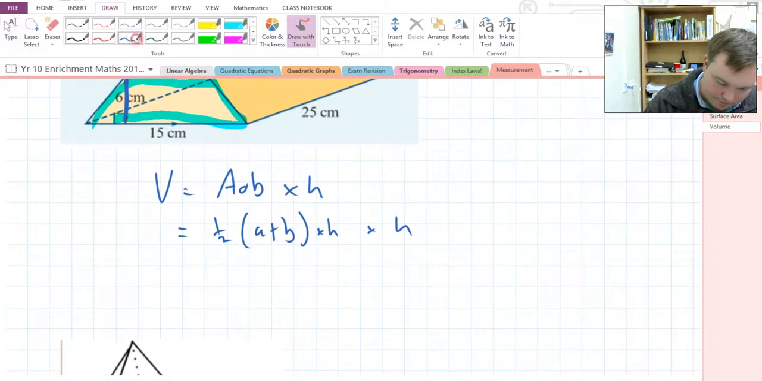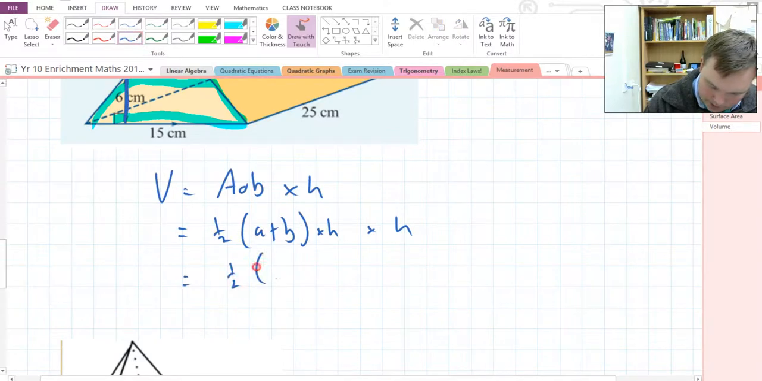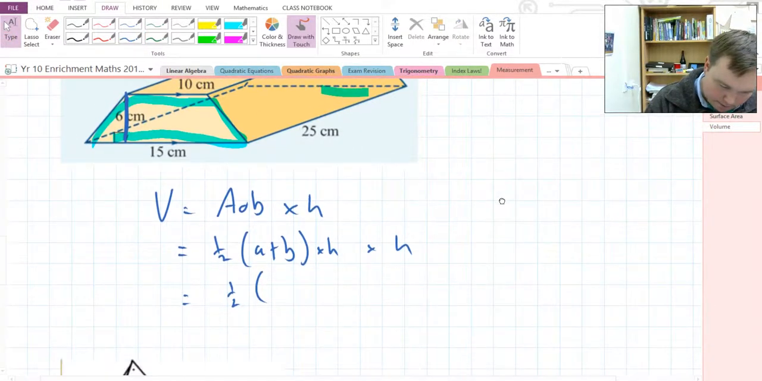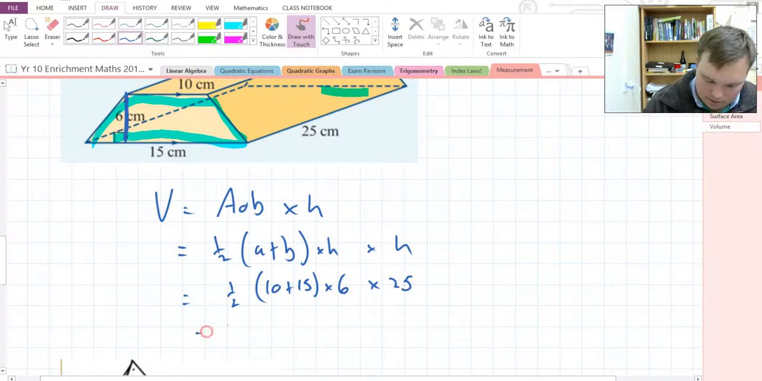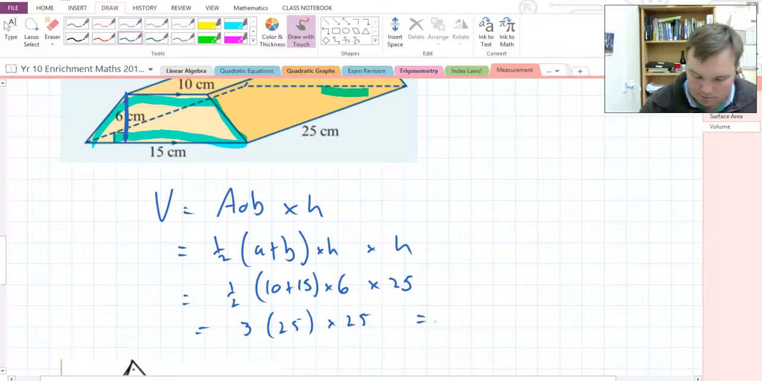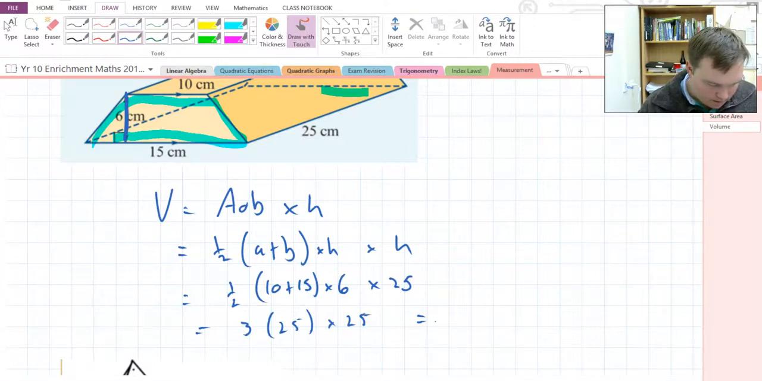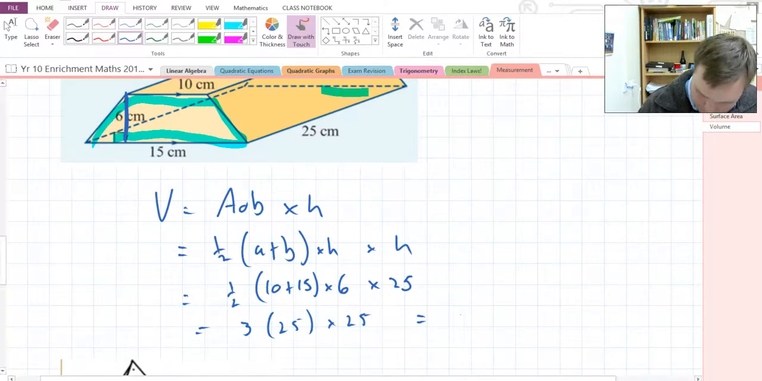So half 10 plus 15 times 6 times 25 equals, well, a half times 6 is 3 lots of 25 times 25. 25 times 25 is what, 625? 625 times 3 is 1,875 centimeters cubed.